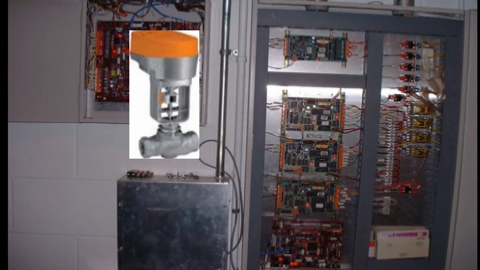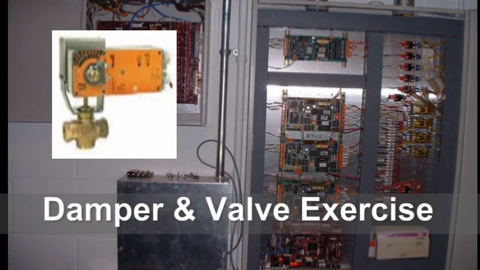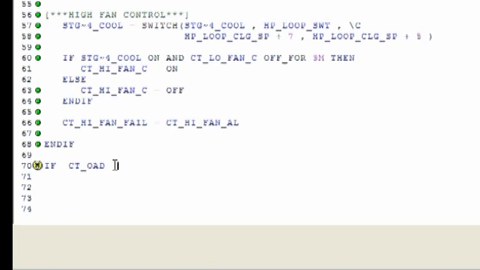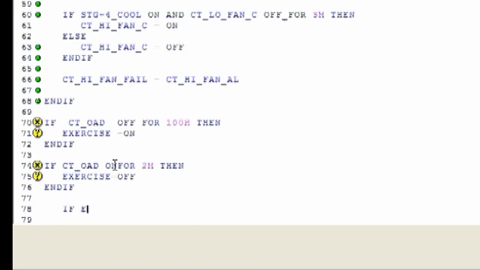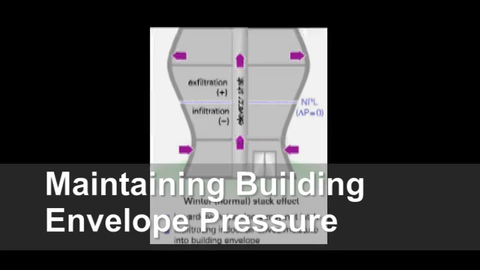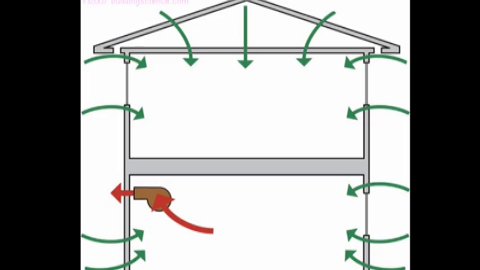Okay, tip 1. Damper and valve exercise programs. A simple program to open and close actuators 0 to 100% if they have not done so in a given amount of time. This would reduce labor and maintenance, and add life to the equipment. Maintaining building envelope pressure will also reduce your building energy consumption.